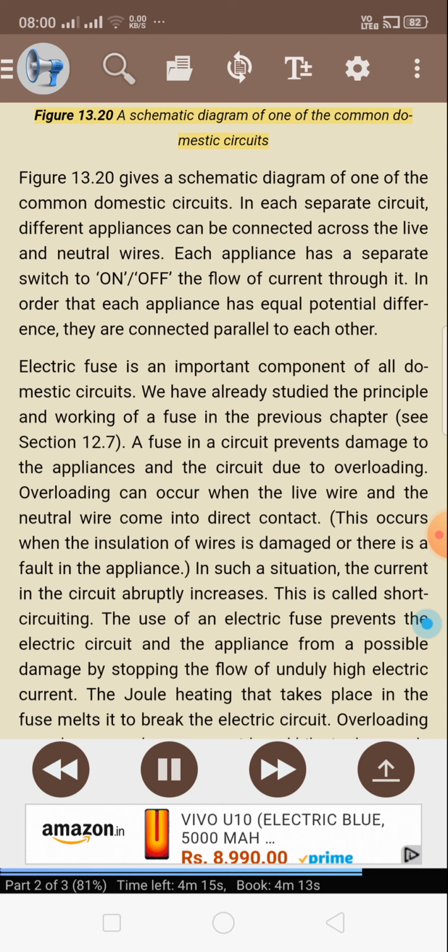Figure 13.20 gives a schematic diagram of one of the common domestic circuits. In each separate circuit, different appliances can be connected across the live and neutral wires. Each appliance has a separate switch to on/off the flow of current through it. In order that each appliance has equal potential difference, they are connected parallel to each other.